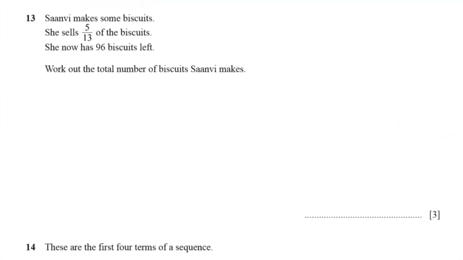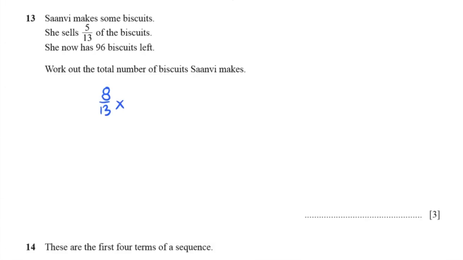Sanvi makes some biscuits. She sells 5/13 of the biscuits, and she now has 96 biscuits left. Work out the total number of biscuits Sanvi makes. All right, if she sells 5/13 of the biscuits, what proportion or what fraction does she have left? She sells 5/13, she must have 8/13 left, which means 8/13 of what?